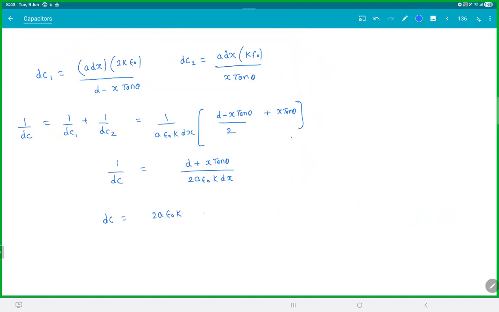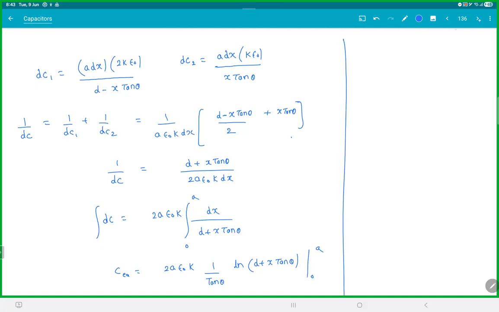dC equals 2a epsilon k, this is constant, times dx by d plus x tan theta. Integrate on both sides. This will go from 0 to a. So the C equivalent would be 2a epsilon k times 1 by tan theta ln of d plus x tan theta. Hope this much integration you can handle. The limits will go from 0 to a. And what is tan theta? Tan theta is nothing but d by a. So if you substitute that, you get C equivalent equal to 2a square epsilon k by d, and the term inside will become, when you substitute a, ln 2. Check your answer.